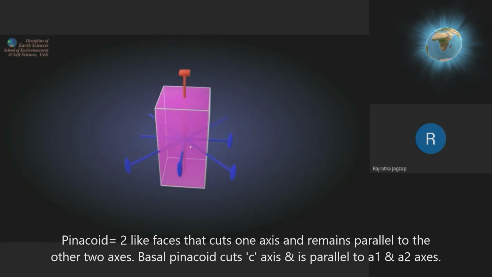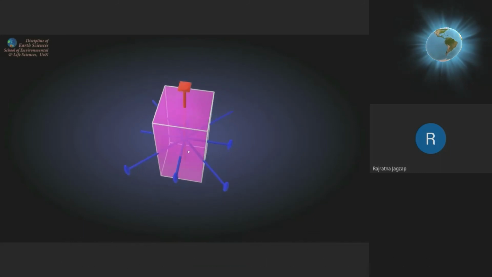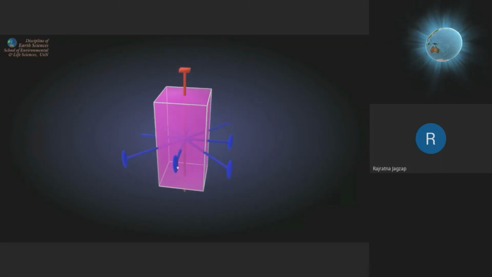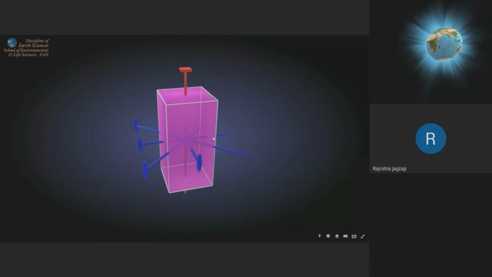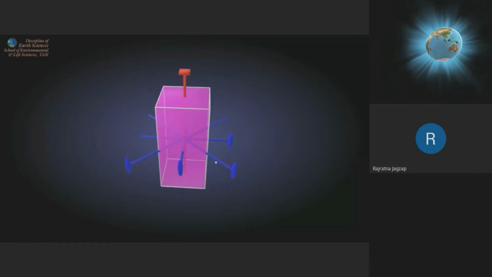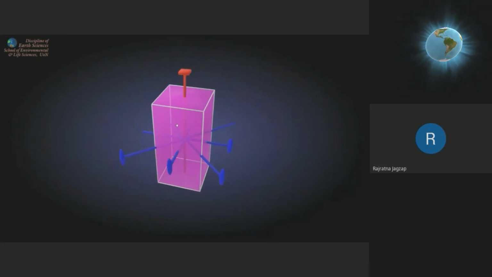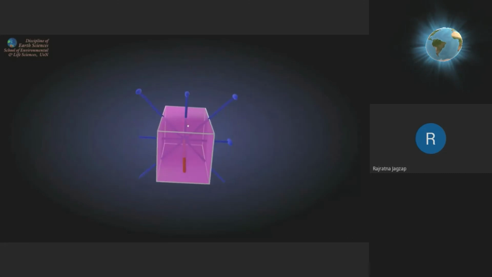Can you see it is cutting vertical axis and it is parallel to horizontal axis. This face is parallel to this axis. Same face is parallel to this axis also. And show it from the side. See, this face is parallel to this axis. It is parallel to A1 axis and A2 axis. Don't consider this. These are diagonal axes. Consider with its relation only with original axis, A1, A2, and C axis. So top face and bottom face form the pinacoid.